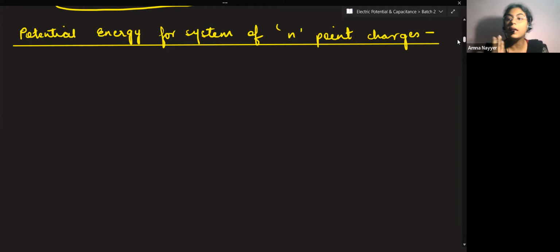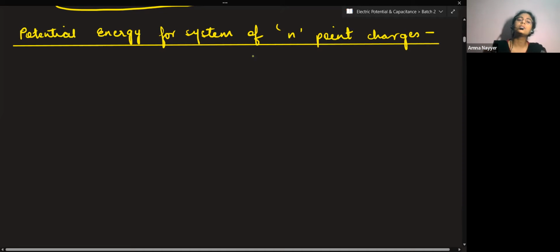Now, if we have n number of point charges, because you can have various number of point charges, you can have 3 charges, you can have 4 charges, you can have infinity. So we should have a general formula that if we have various charges, then how do we calculate? So see, we'll be using the same method only.